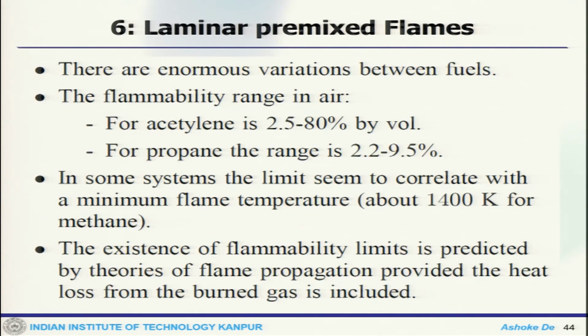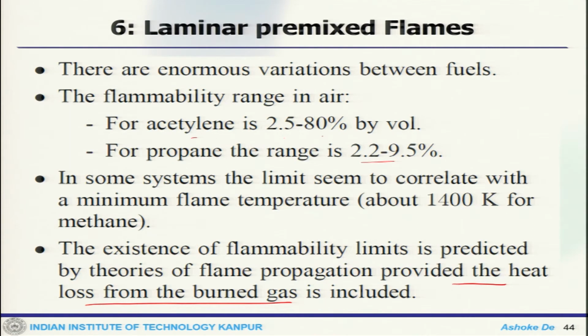Now, there are some common terms. There is a huge variety of fuels which exist today, and their flammability limits are also quite variable, because that is expected. For example, acetylene is 2.5 to 80% by volume. For propane the range is 2 to 9.5%. Now, there is some correlation which has been observed with the flame temperature, or the minimum flame temperature. The important thing is that the existence of a flammability limit is predicted by theories of flame propagation, provided the heat loss from the burnt gas is included.